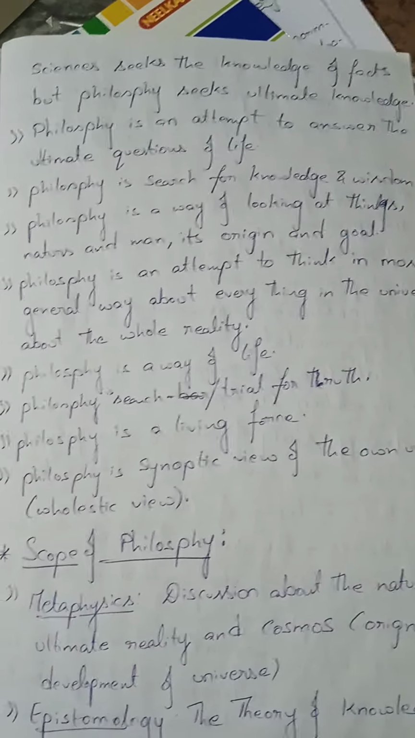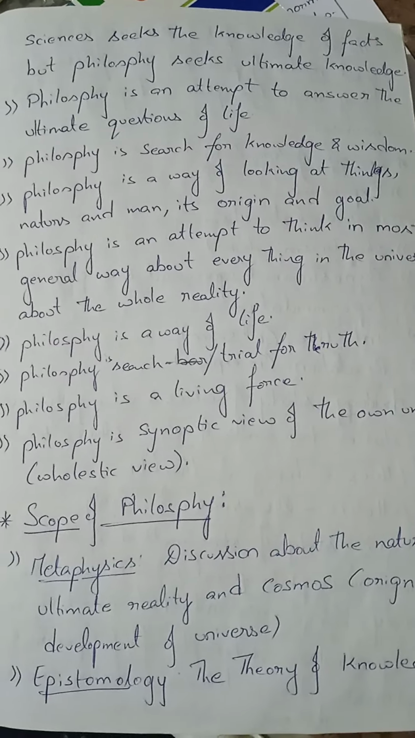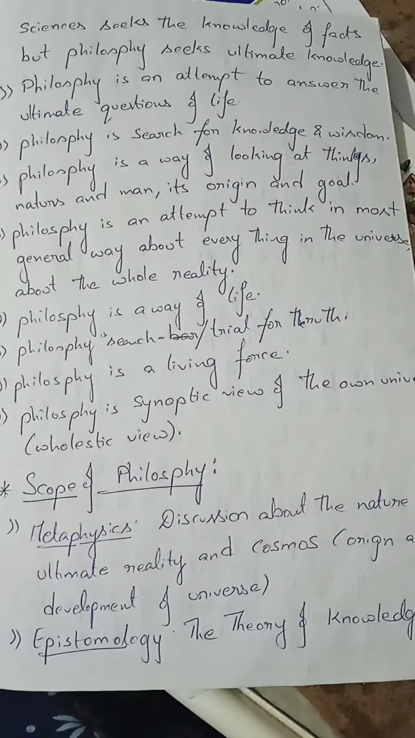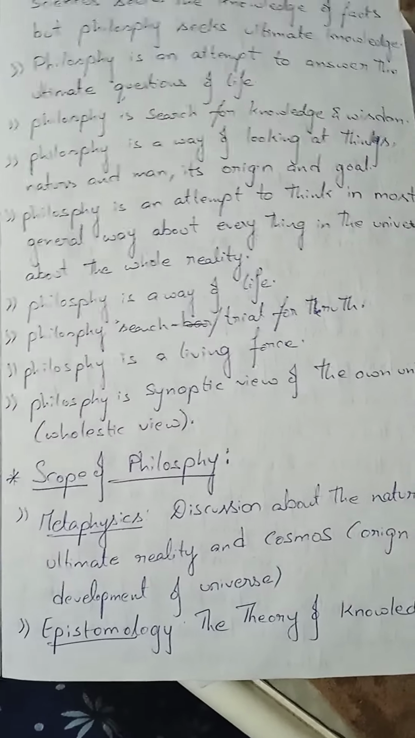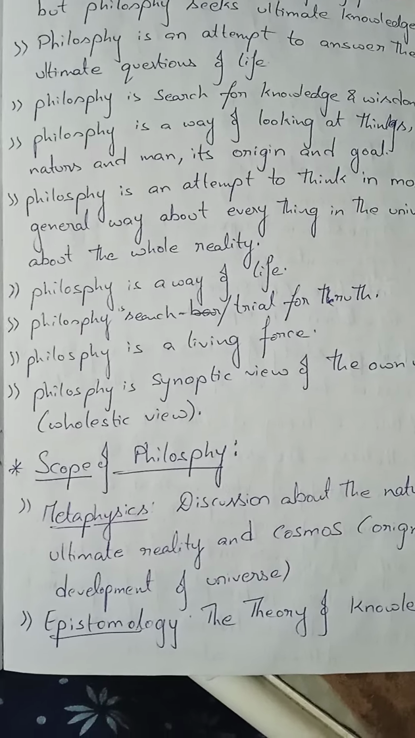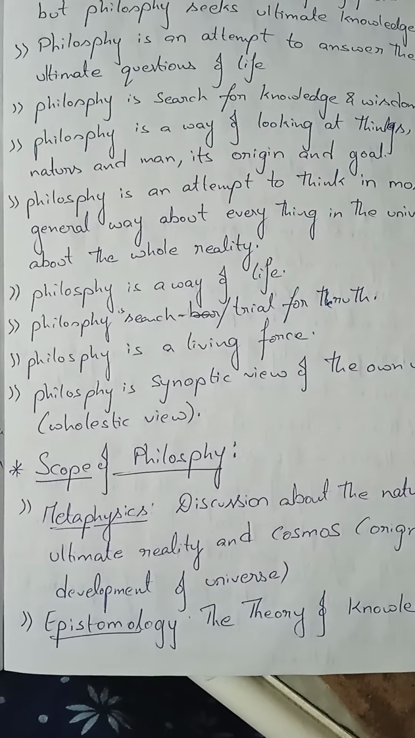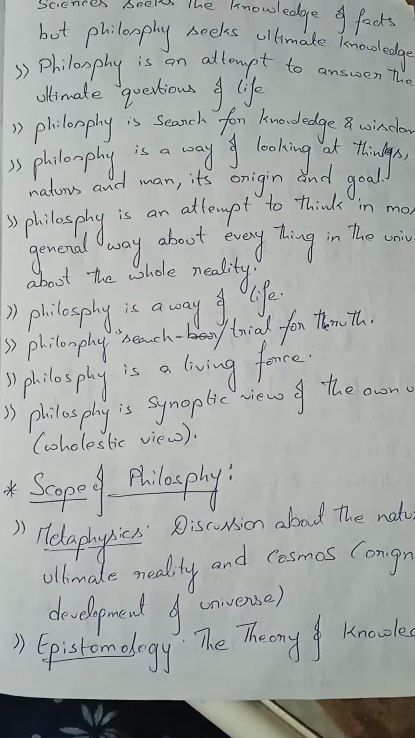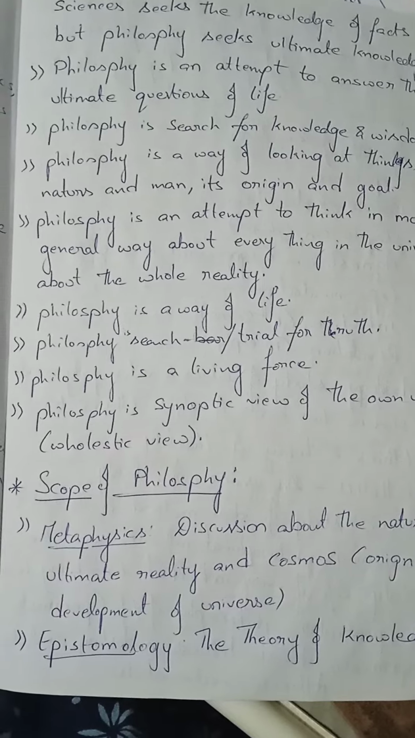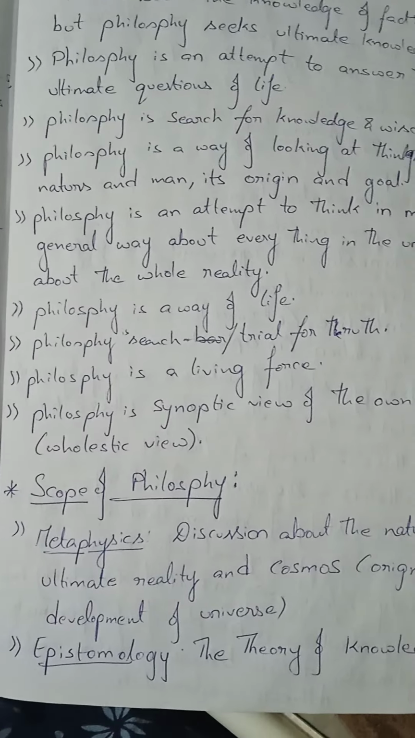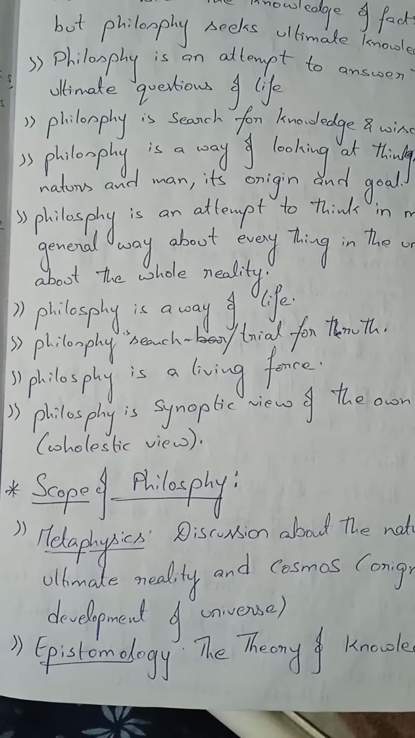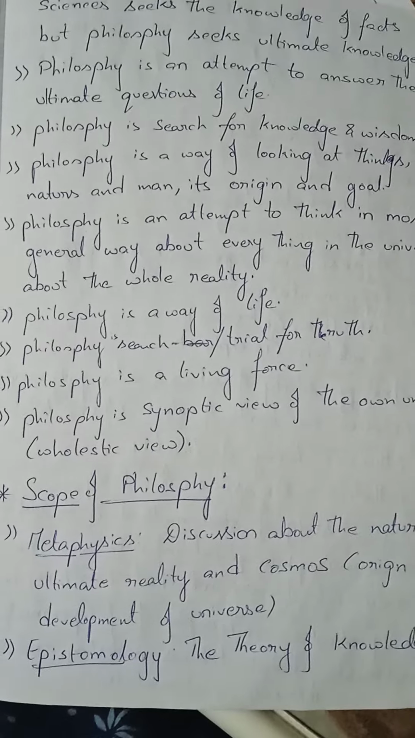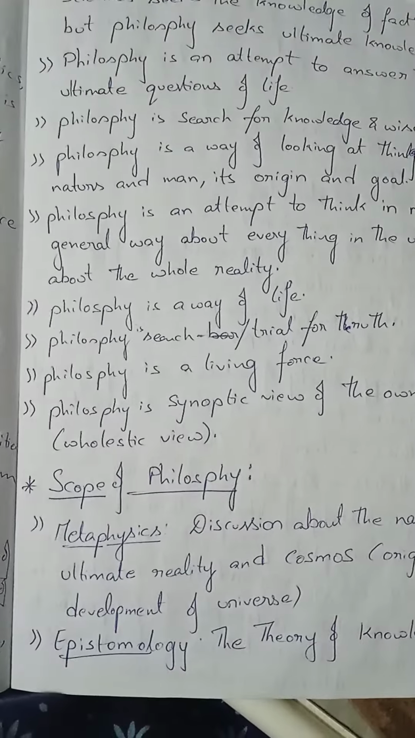Science seeks the knowledge of facts, but philosophy seeks ultimate knowledge. Philosophy is an attempt to answer the ultimate questions of life. Philosophy is a search for knowledge and wisdom. Philosophy is a way of looking at things, nature and man, its origin and goal. Philosophy is an attempt to think in the most general way about everything in the universe, about the whole reality. Philosophy is a way of life. Philosophy is a search for the truth. Philosophy is a living force. Philosophy is a synoptic view of the universe.